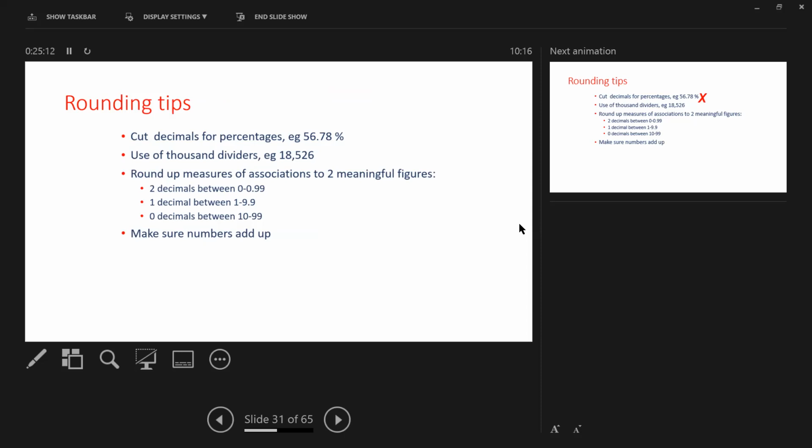And make sure the numbers add up. There's nothing worse. If you say there were 100 people in my study, 24 males and 34 females. Where are the others? Are you missing the data? Are there mistakes in your calculation? You wouldn't believe how often. This is the first thing that I check when I read a paper.